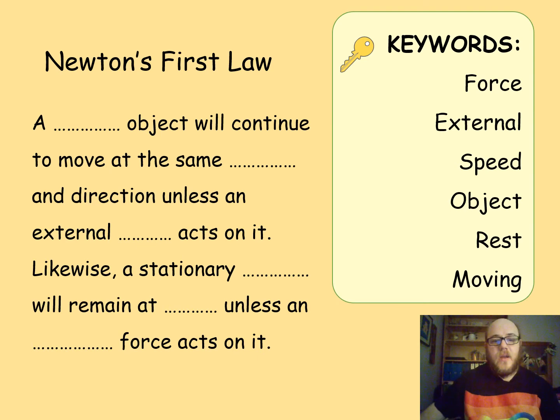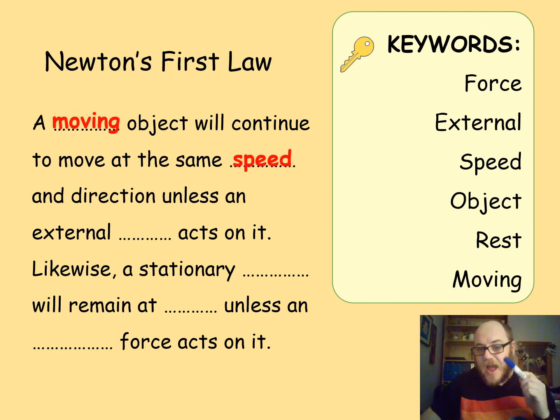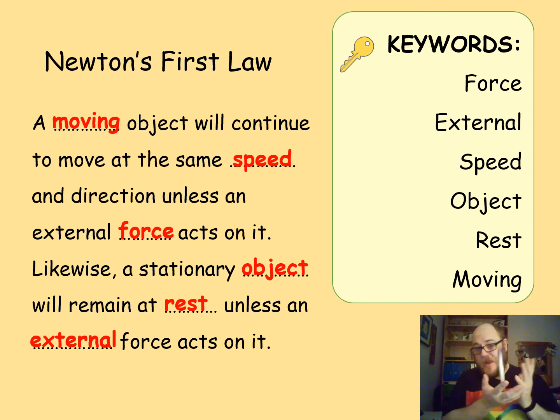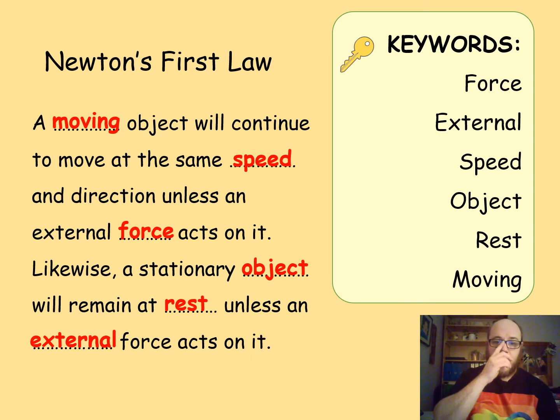Okay, welcome back. So Newton's first law: an object at rest stays at rest unless acted upon by an external force. But let's look at it this way. A moving object will continue to move at the same speed and direction, that's important, unless an external force acts on it. Likewise, a stationary object will remain at rest, so not moving, unless an external force acts upon it. An external force is any force that you add to it.